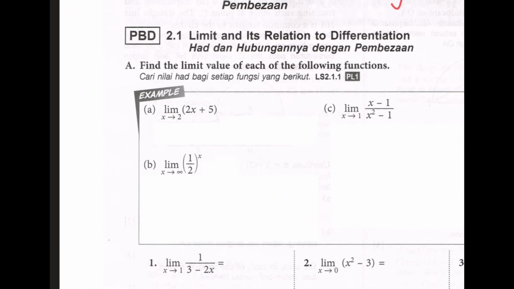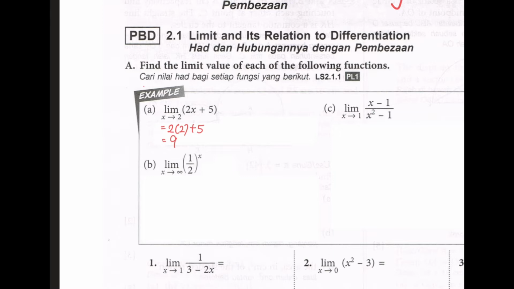Now let's see the examples over here, part A. Find the limit value of each of the following functions. For A, the thinking process is just like this: you try to substitute inside. If you can do it, just go ahead. For this case, yes. 4 plus 5 is 9. So finished.